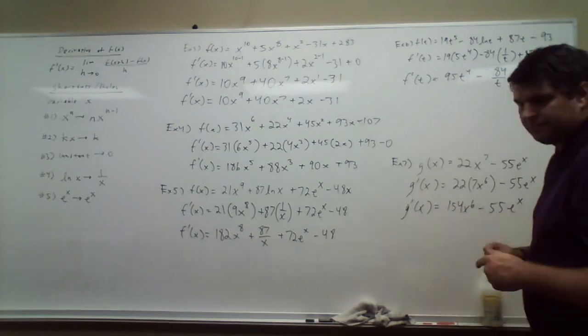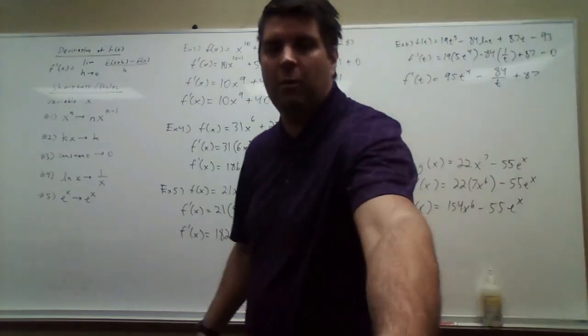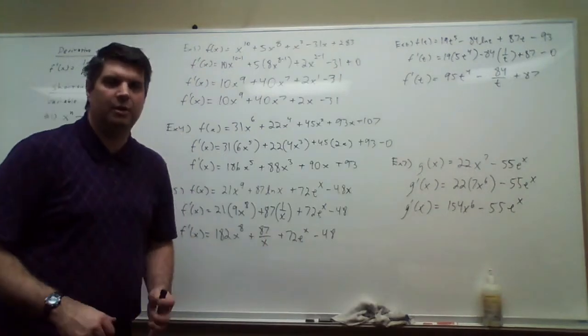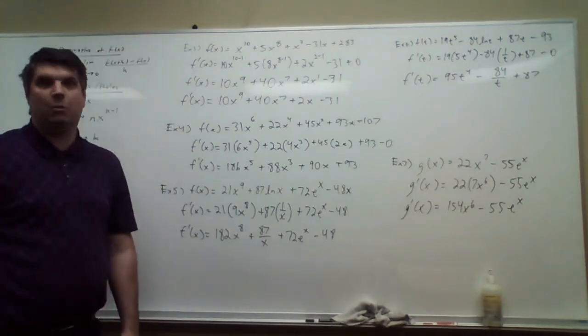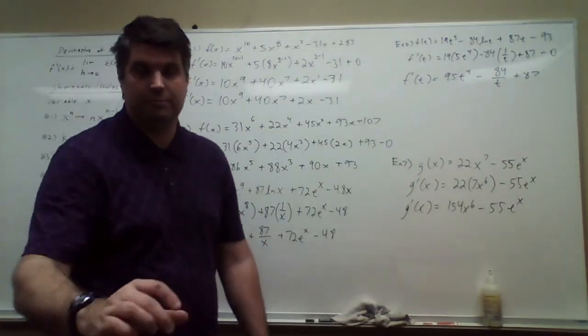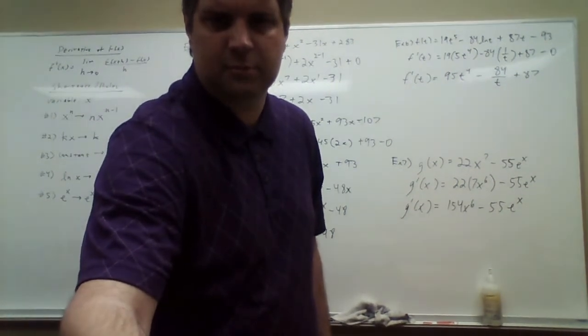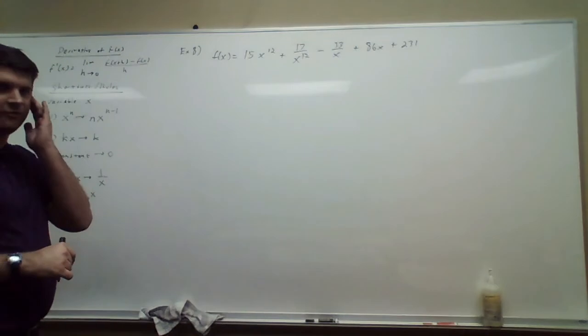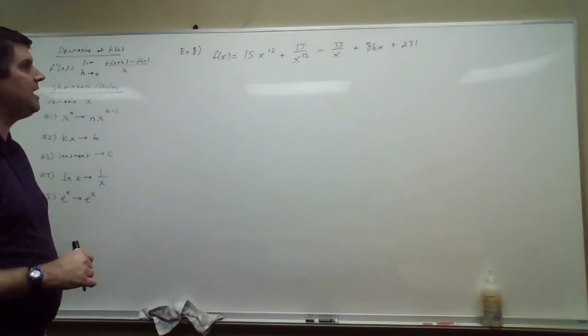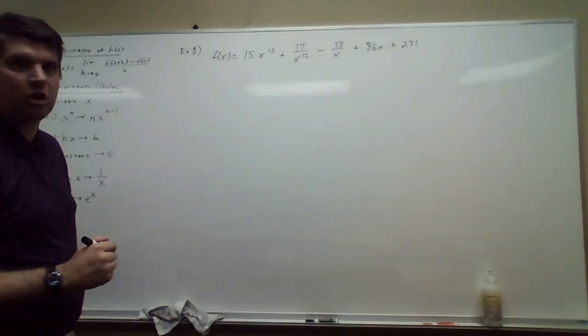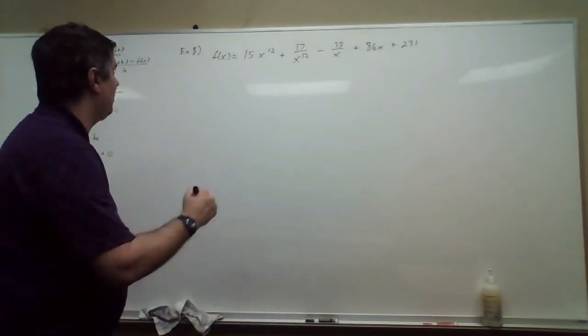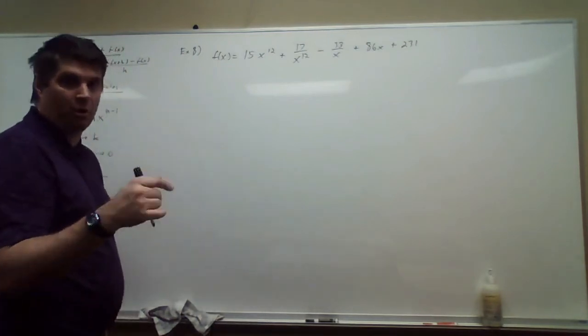Okay. Now, what I'm going to do now is I'm going to clear the board of these examples, and then we're going up in difficulty level. All right, to follow these rules well, sometimes they have to be rewritten to look like polynomials. Okay? Look like, not be polynomials.